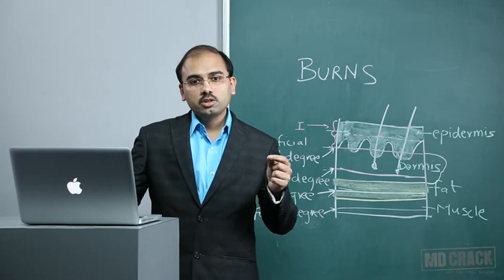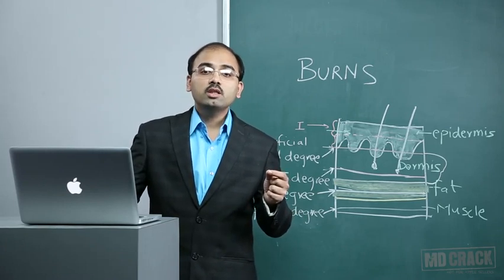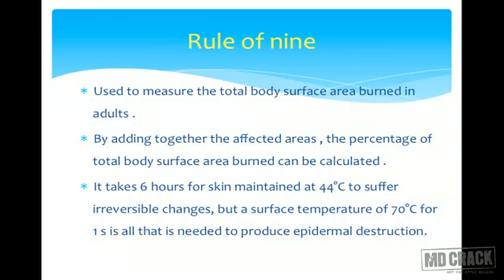So this differs in some way in infants. We'll see now how it differs in infants. Generally it takes 6 hours for skin maintained at 44 degrees to suffer irreversible changes. But a surface temperature of 70 degrees for 1 second is all that is needed to produce epidermal destruction. So a very short time span is required to cause skin burns.